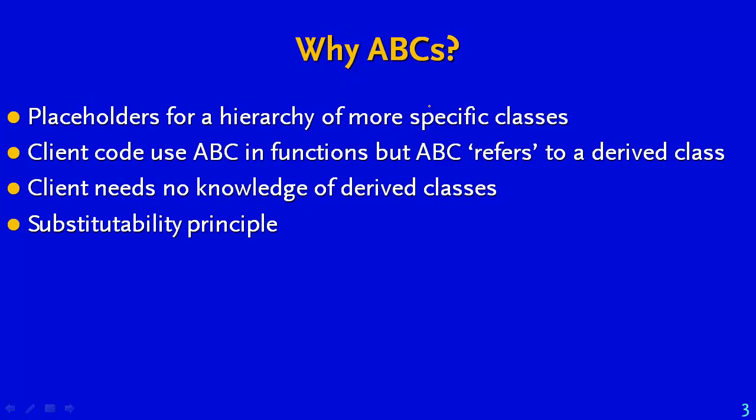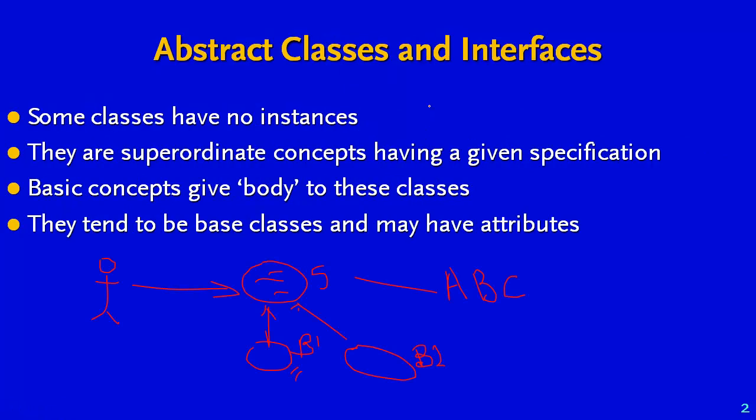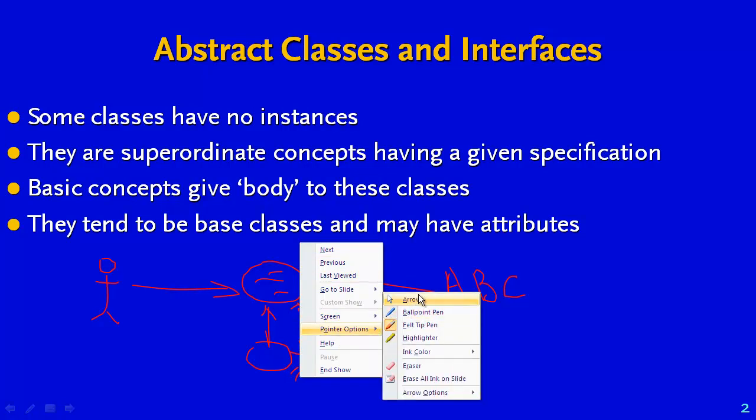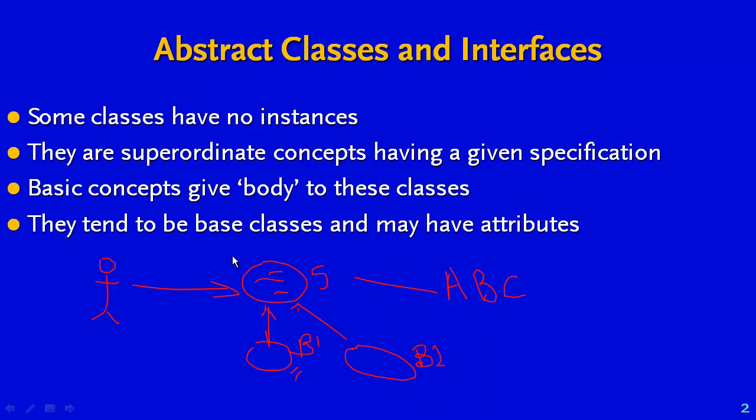So in other words, the client does not need to know about derived classes, and the substitutability principle is the following. I could have a function which accepts a const reference to a base class. You know what const references are from the previous set of slides, and my client just talks to the base class reference at runtime. But somewhere along the line, by somebody else, the actual link is made between the base class reference and its derived class. And I can change B1 to B2.